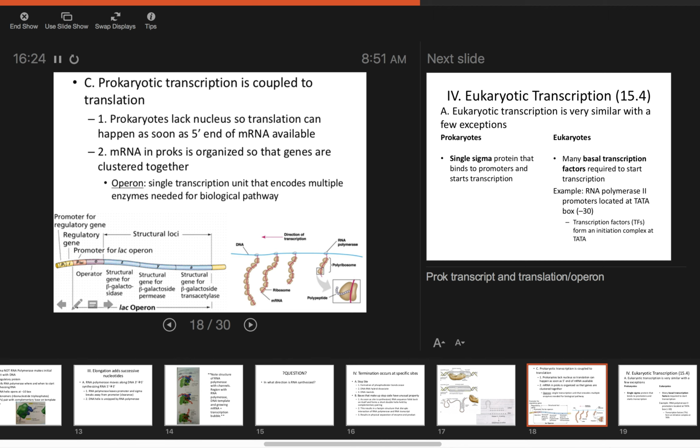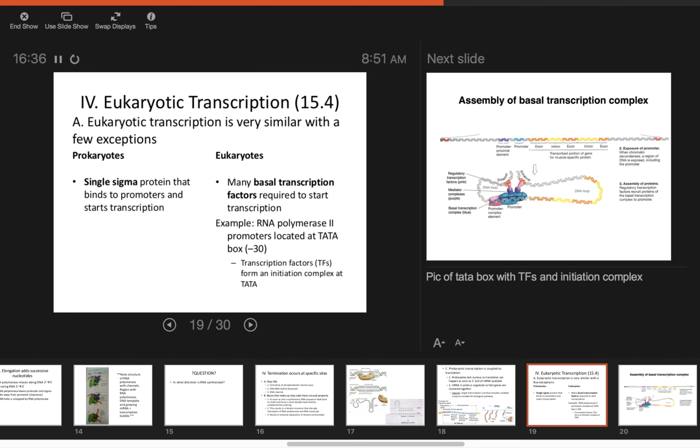Now in eukaryotes, it's not like that because transcription happens in the nucleus, and then that mRNA has to travel out of the nucleus to the cytoplasm to a ribosome. And so eukaryotes is obviously a little bit more complex. So eukaryotic transcription is very similar with a few exceptions. So to compare and contrast prokaryotes to eukaryotes.